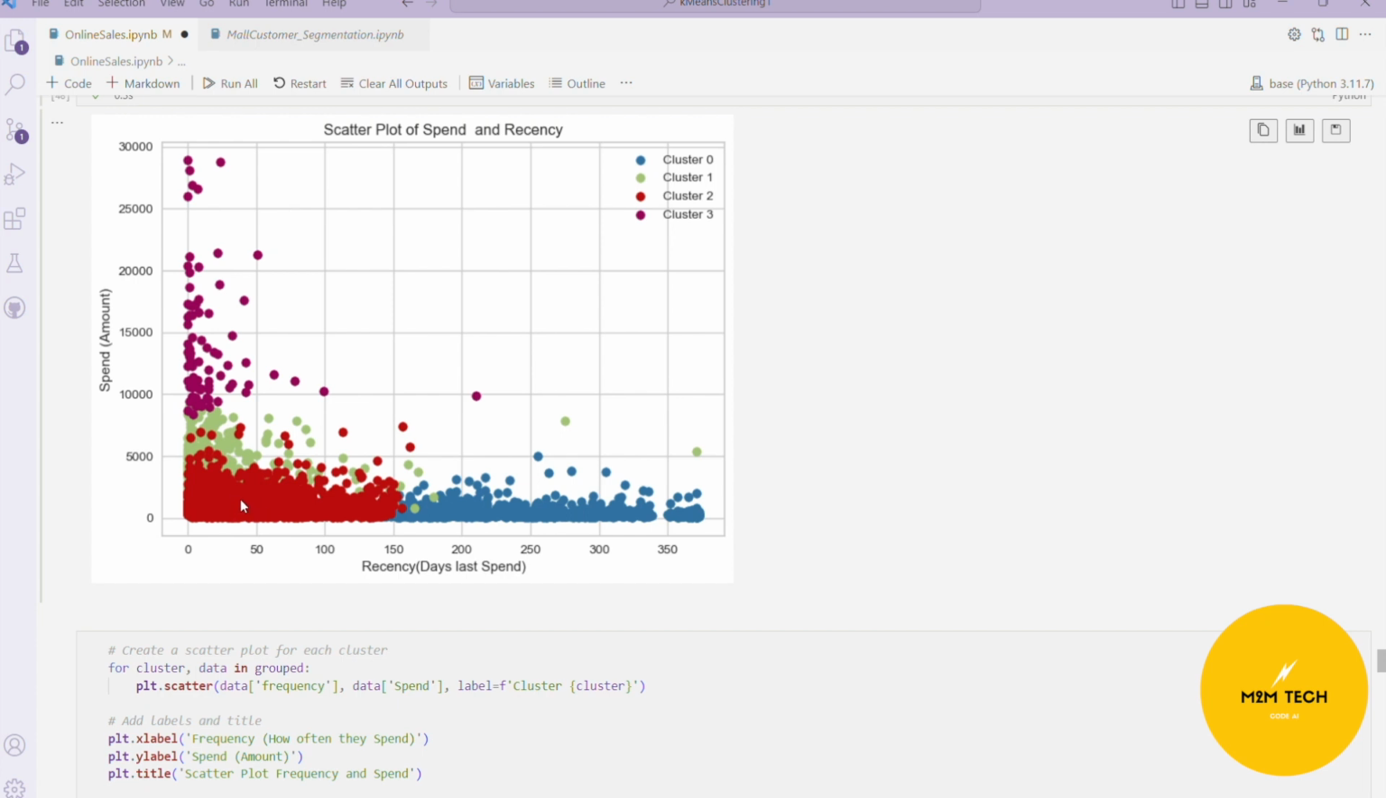They spend low, but they spend more recently. And then we have cluster 3, which are the ones that spend a lot of money and they also spend more frequently. So cluster 3 are our ideal customers when it comes to recency.